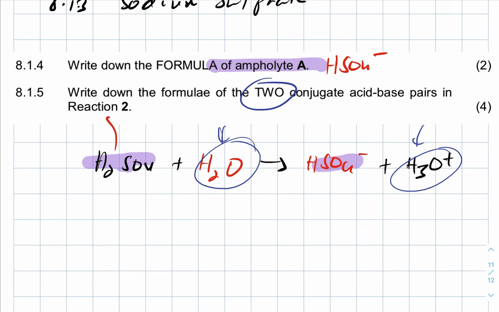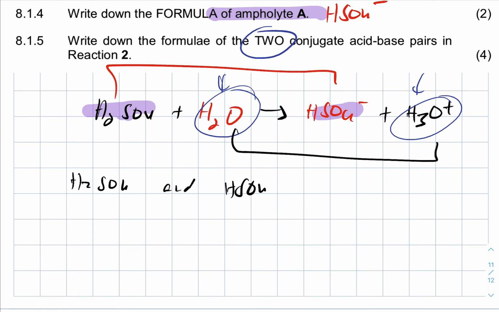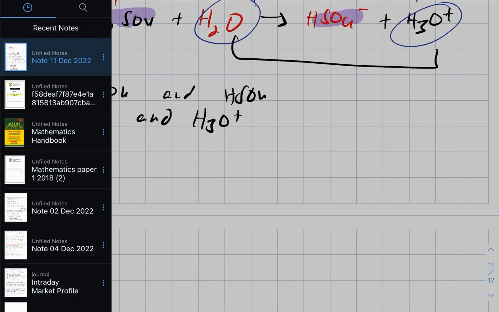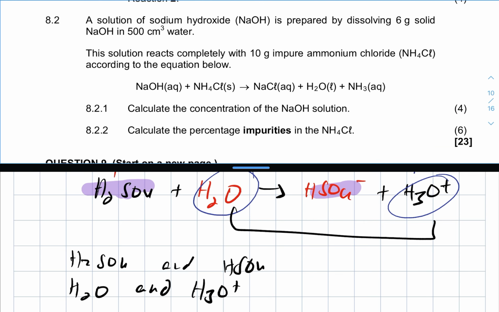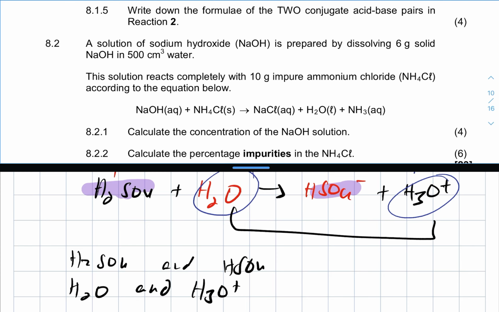It's quick to do it that way because I figure that talking about the rest of the stuff is quite confusing. So we have sulfuric acid and hydrogen sulfate. And the second one would be the water molecule and hydronium ion. Now they're going to give you 4 marks for that. Moving on, we're going to go to 8.2. So 8.2 is actually 8.2.1 and 8.2.2 question. All right, and that will sum up the entire question.